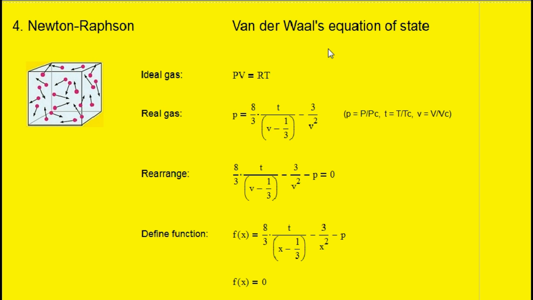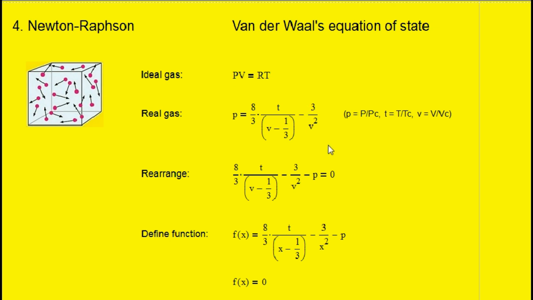For our last method, Newton-Raphson iteration, we will use an example from the chemistry of gases. You might know that the equation of state for an ideal gas is PV equals RT, where P is pressure, V is volume, T is temperature, and R is the universal gas constant. However, real gases don't always behave like an ideal gas, and for many situations the van der Waals equation of state is better.